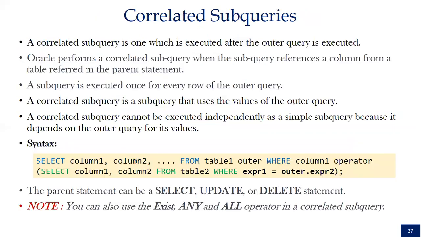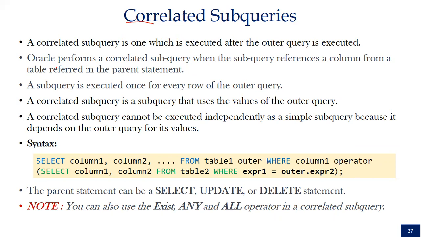Okay, now we have to see the next, the most important, correlated subquery. It is different from the nested subquery we have covered previously. A correlated subquery is one which is executed after the outer query is executed. In the previous session, we have seen the subquery executed first, then the result of the subquery is used by the outer query for execution. It means the subquery executed first.